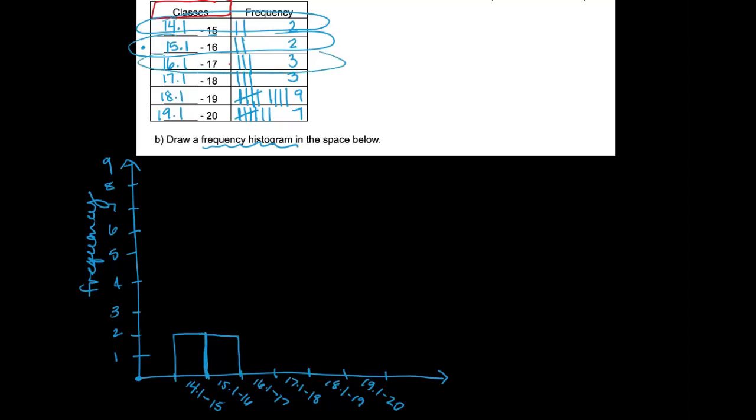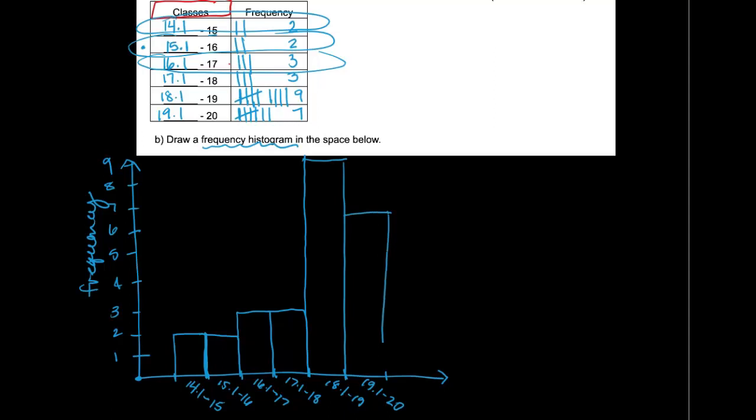The third class, it looks like I have 3. The fourth class, I have 3. The fifth class, I have 9. And then the sixth class, I have 7. And that would be what the histogram looks like for these quiz scores.